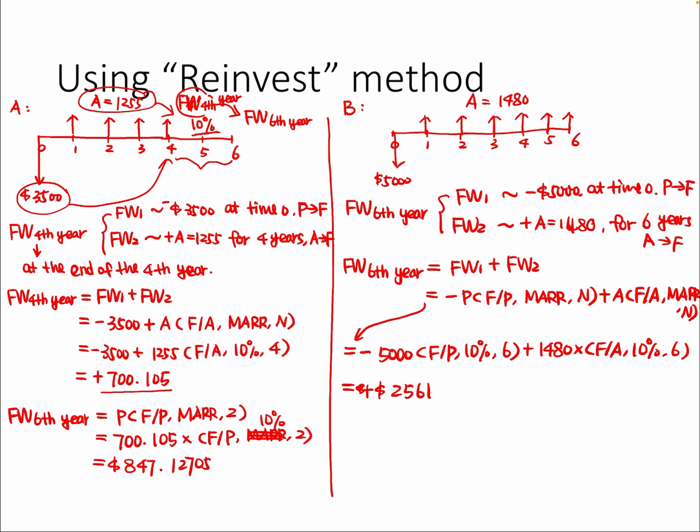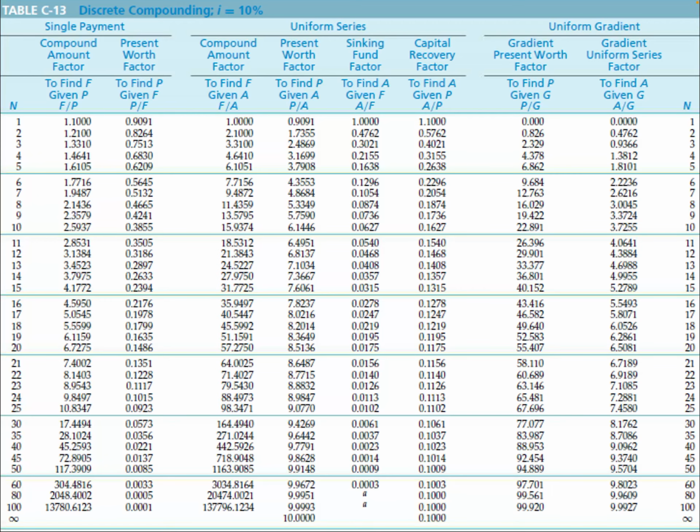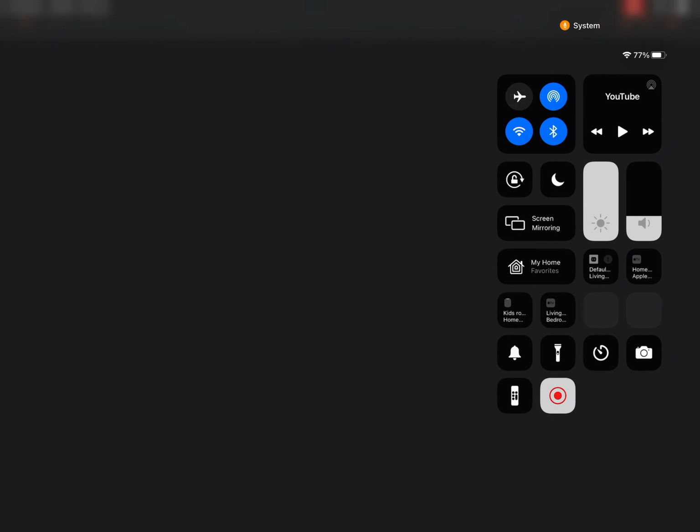Okay, so the comparison tells you this number is bigger. So the plan B or the option B will be the better one. Okay? Because FWB is bigger than FWA. So B is better. Okay, so that is all for today.